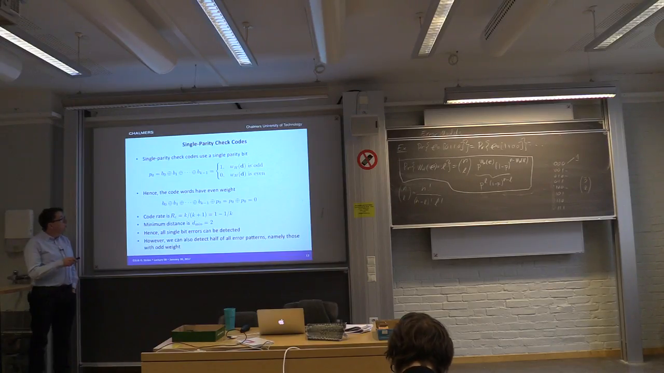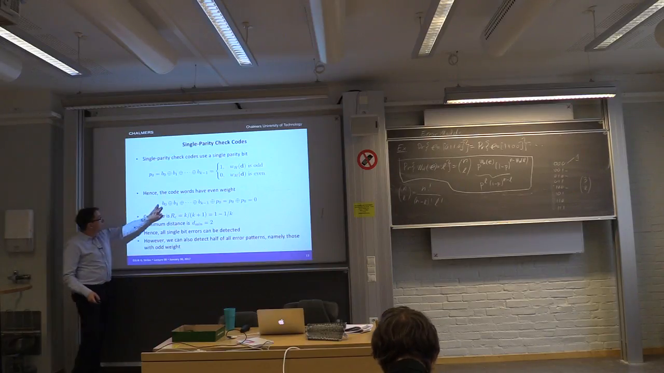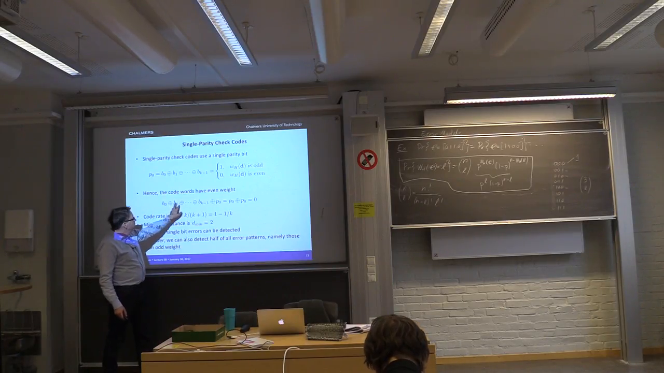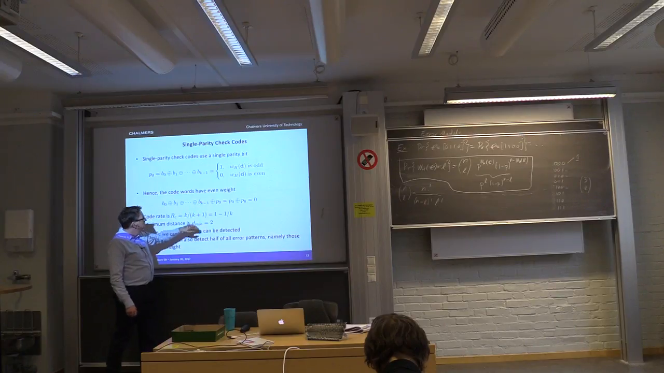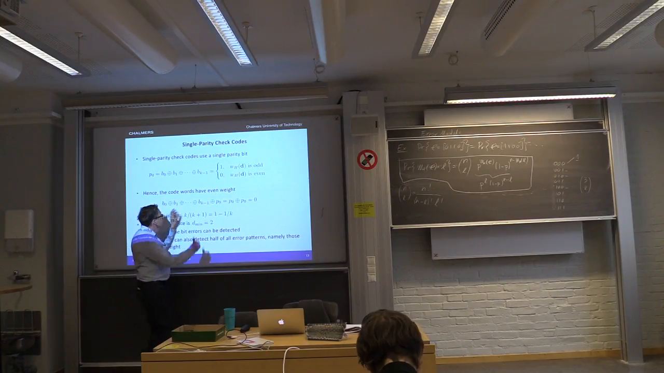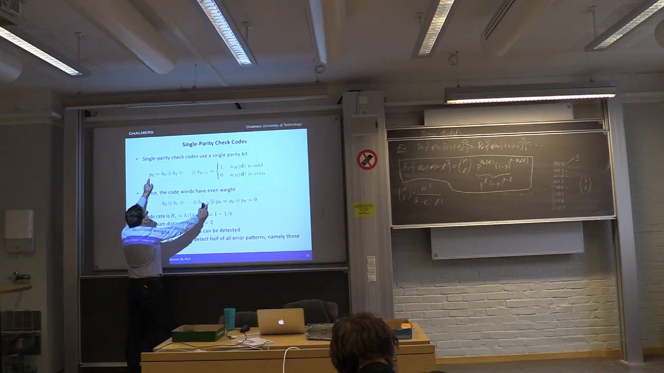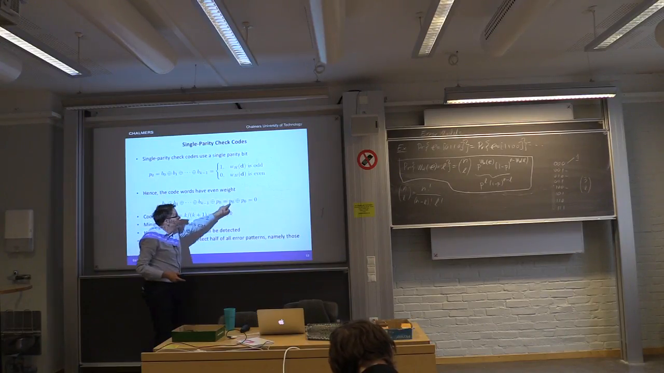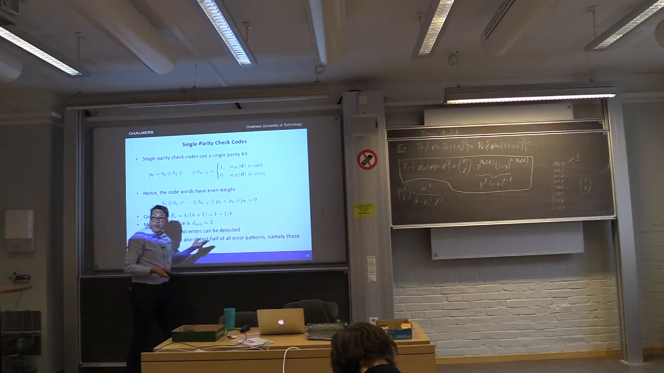Okay, so if we then take modulo 2 addition of all the bits in the code word, we have B0 plus B1 plus up to B_{k-1}, and then plus P0 here. But the first part here is actually equal to P0. So we have P0 plus P0, which is then 0.